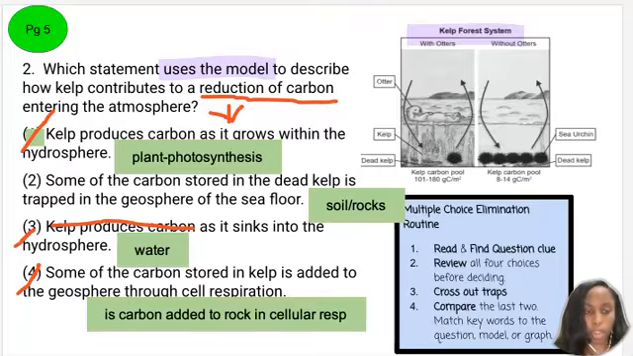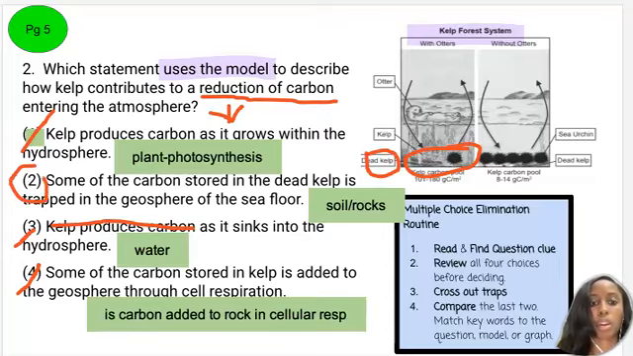Now let's double check and make sure that choice 2 is actually correct based on the model. Some of the carbon stored in the dead kelp is trapped in the geosphere. So I'm going to look for the dead kelp. I see it over here, and I see it close to the ground, which is the soil and the rocks. I'm going with it. Number 2 is our correct answer, and we triple checked.